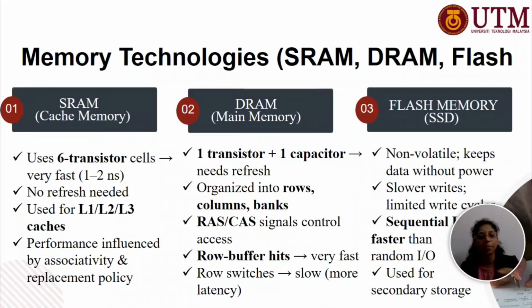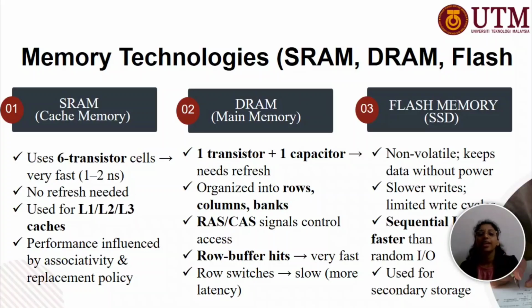Next, about the memory technologies. Now, let's look at the three main memory technologies. SRAM is used for cache memory. It is extremely fast because it uses 6 transistors per bit. It does not require refreshing and is ideal for L1, L2, and L3 caches.